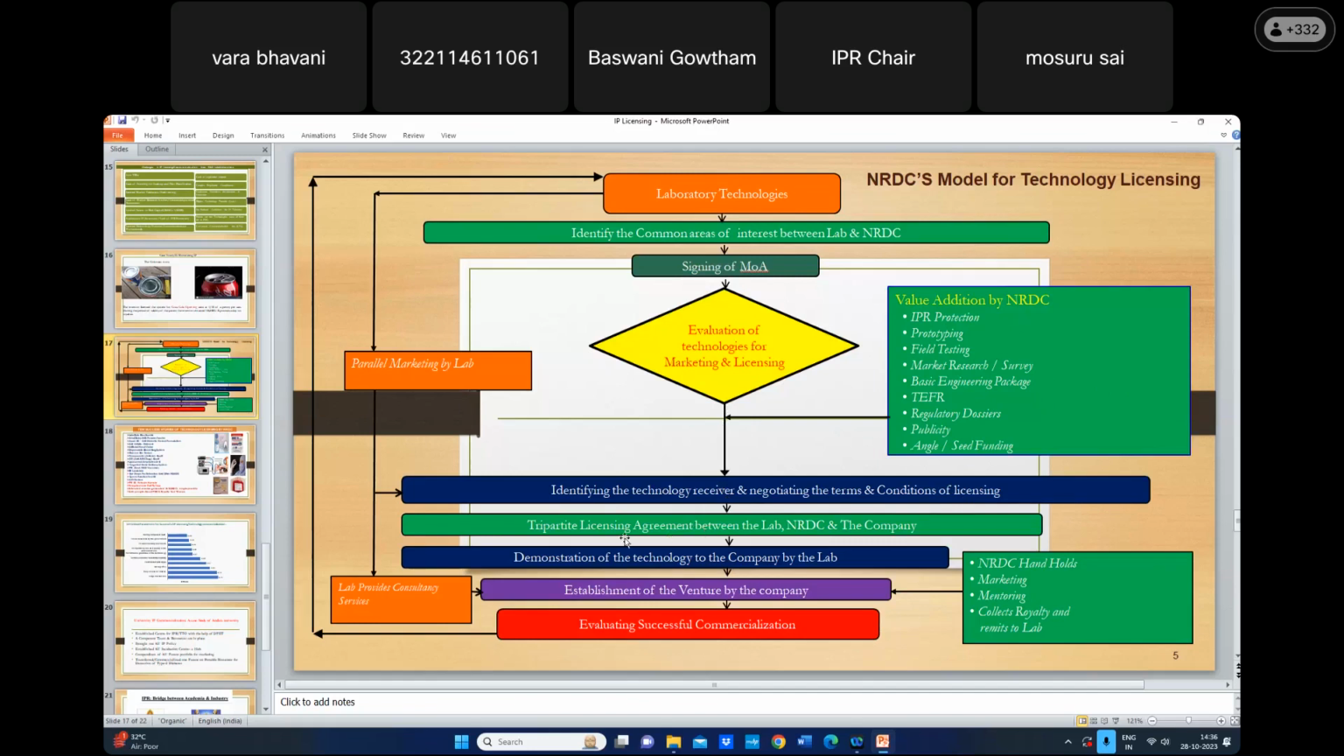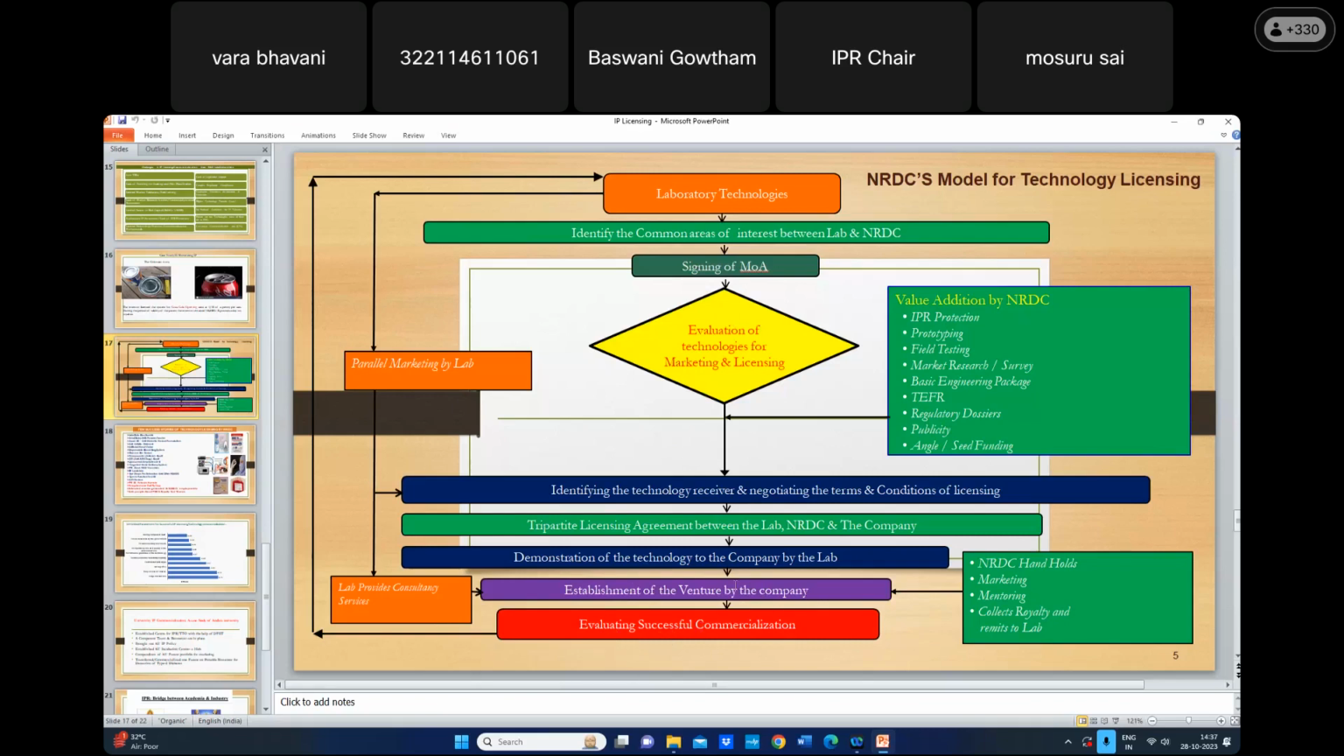Then there will be an agreement signed between the lab, the university, NRDC, and the company who is interested to take this technology. Then you demonstrate the technology and transfer it to the company by way of demonstration, by providing technical know-how packages, and holding consultancy. Based on that, they establish a venture in the company, and NRDC and the laboratory or the university will help the company in establishing a commercial plant and stabilizing the commercial operations.